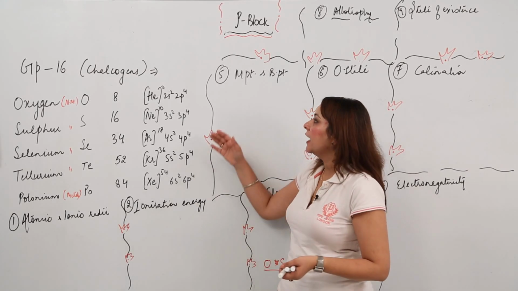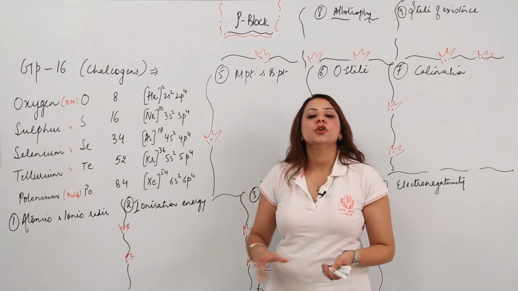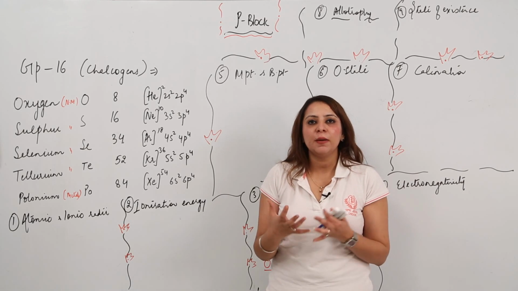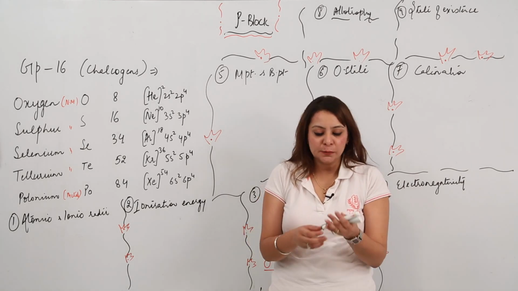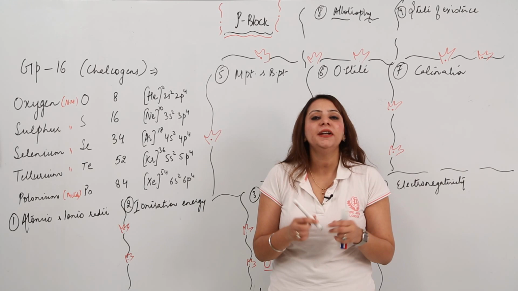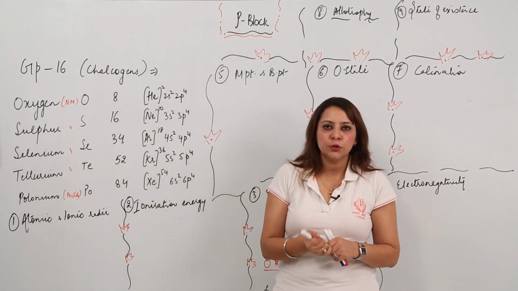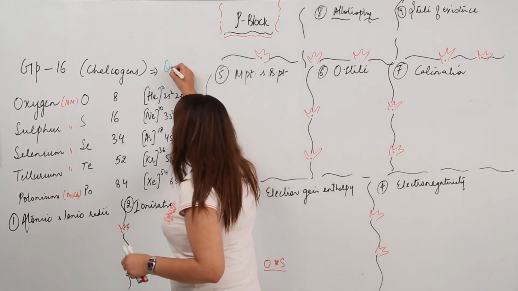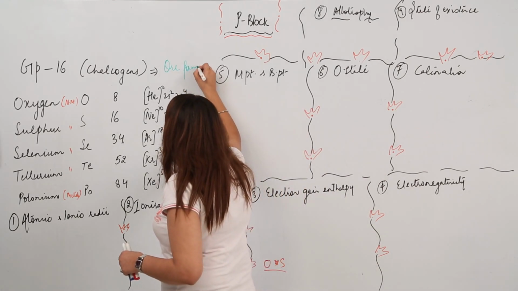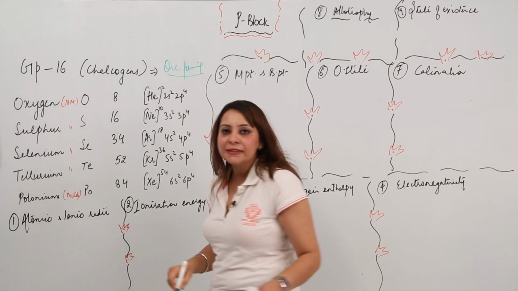Now we are going to start with group 16. As you must be familiar, group 16 is given a common term, chalcogens. What do we mean by chalcogens? It means ore forming. They are actually ore forming, so that is why they are called chalcogens.